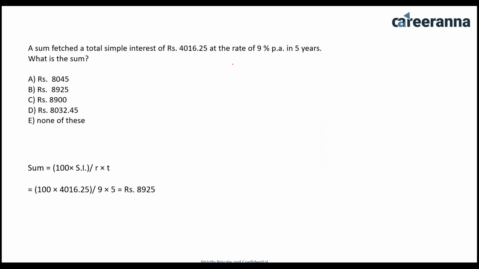Okay, so always remember that simple interest is the same for every year, right? So it is 9% per annum, 9% of a certain number. So for the second year it would be 9% again. So third year it would be 9 again. So I have to do it for 5 years. So if I add 9 five times, I'll be getting 45. It is interest. 45% of a number is interest.